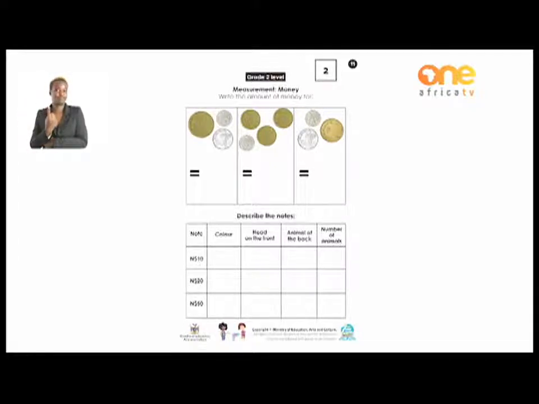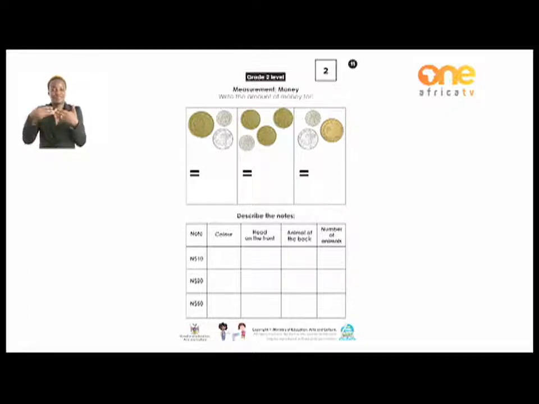Now the third one, I would like for you to do on your own. And remember, when you are dealing with money, ask mommy and daddy to give you some coins to play with, all right? Okay. Now let's quickly look at the column there at the bottom about describing the notes.